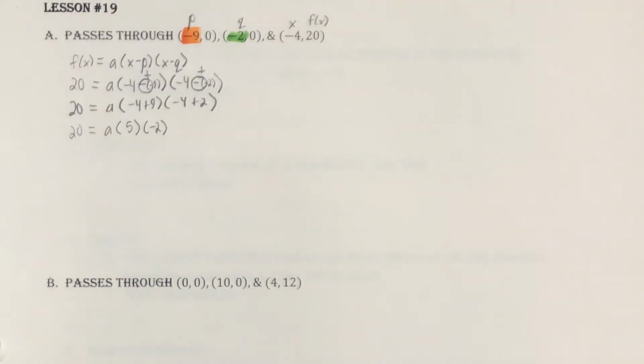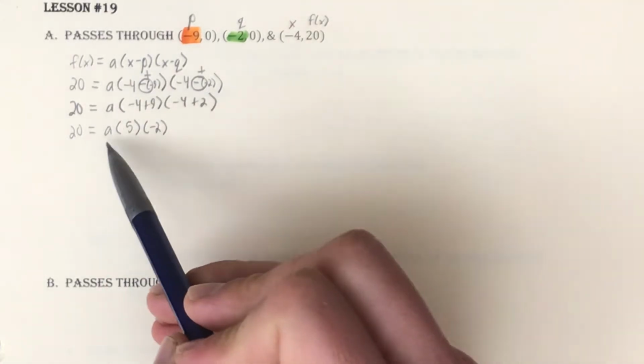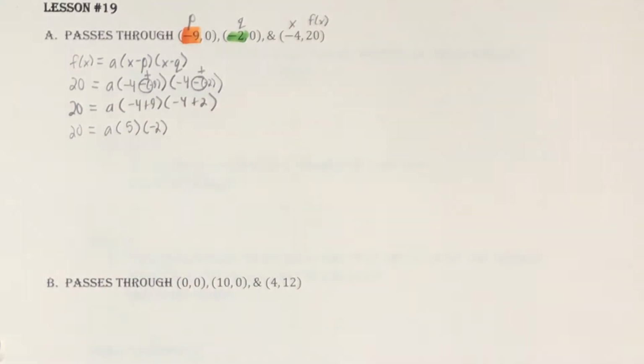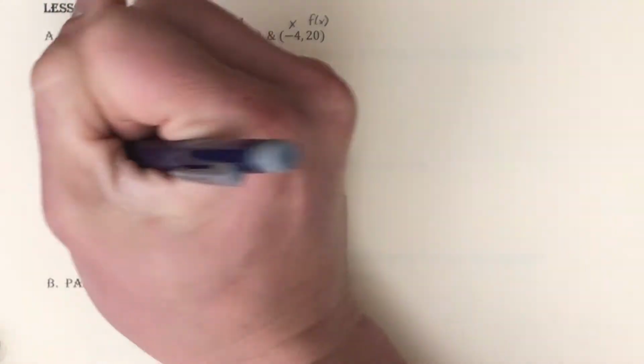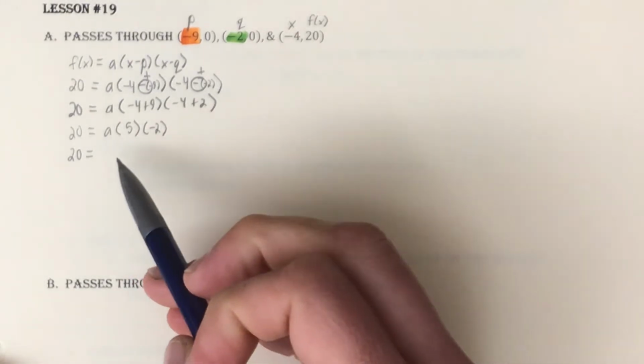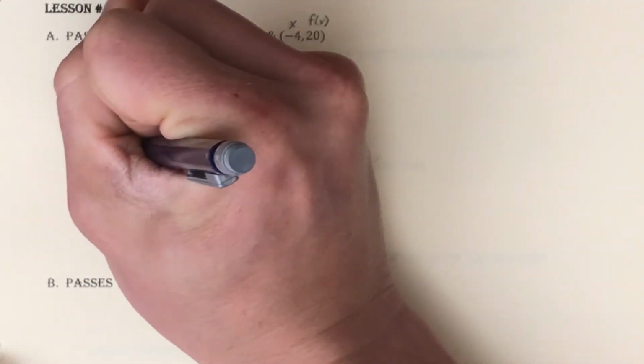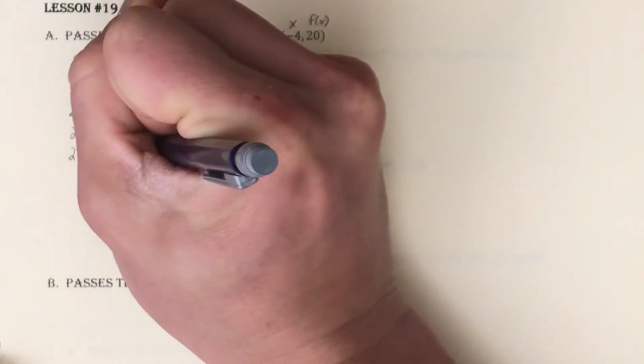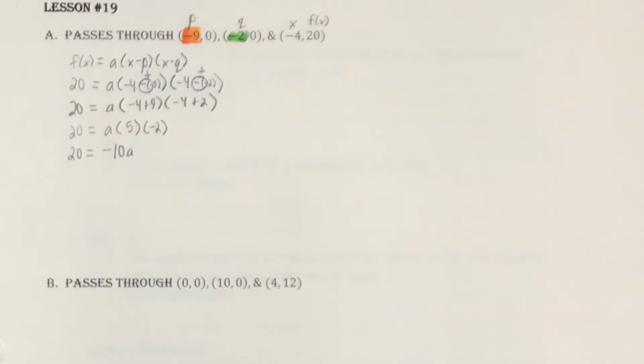Next thing we would need to do after that would be exponents. There aren't any. Next thing we would want to do after that is multiplication and division. We do have some multiplication. We have a times 5 times -2. So we're going to go ahead and do that. So I've got 20 equals a times 5 is 5a, and 5a times -2 is -10a. So there we go.